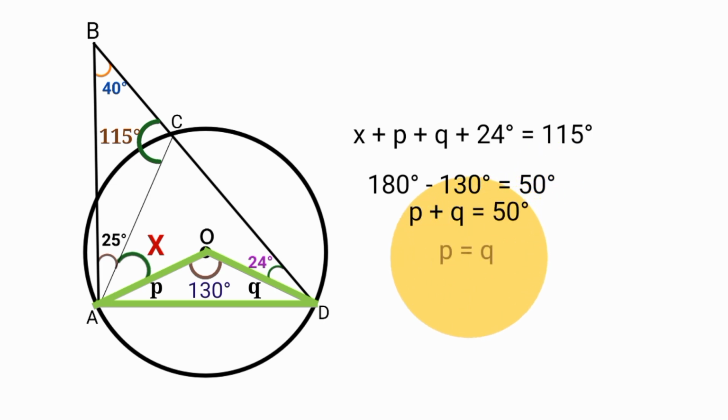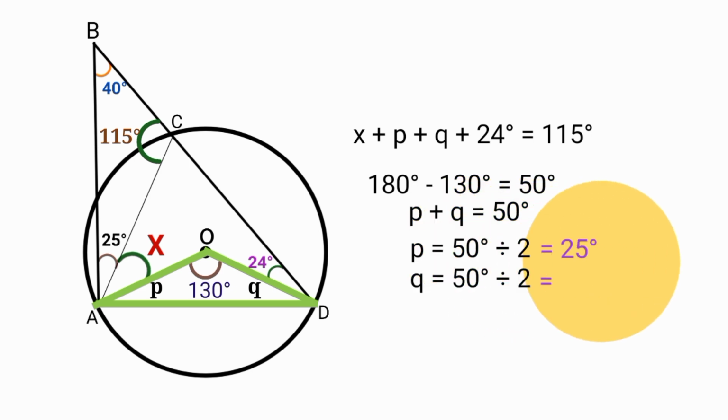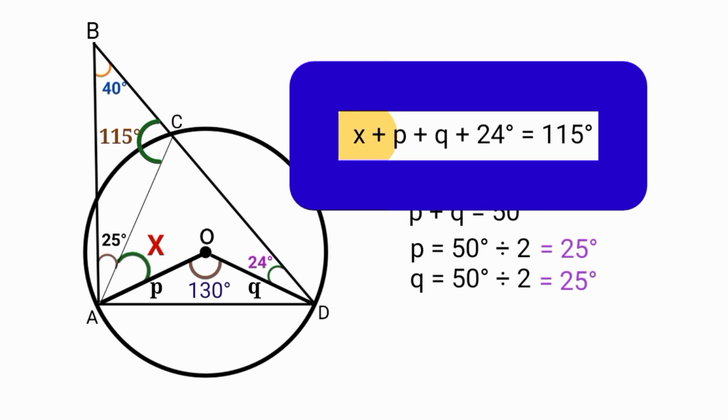But recall P is equal to Q. So therefore P is equal to 50 degrees divided by 2 and Q is equal to 50 degrees divided by 2. Here there's 25 degrees and this is also 25 degrees. Now come back to our earlier equation here: X plus P plus Q plus 24 equal to 115.